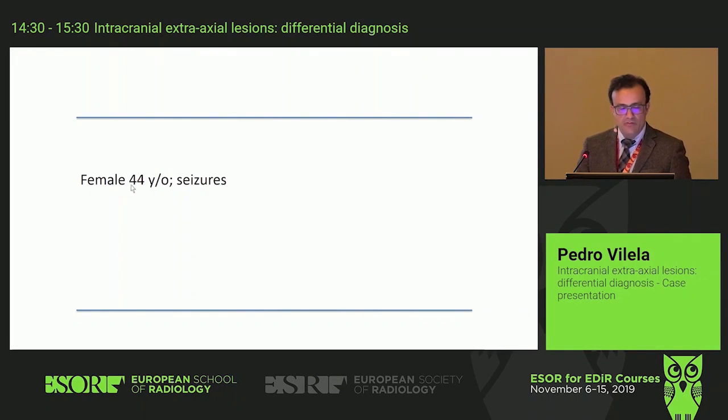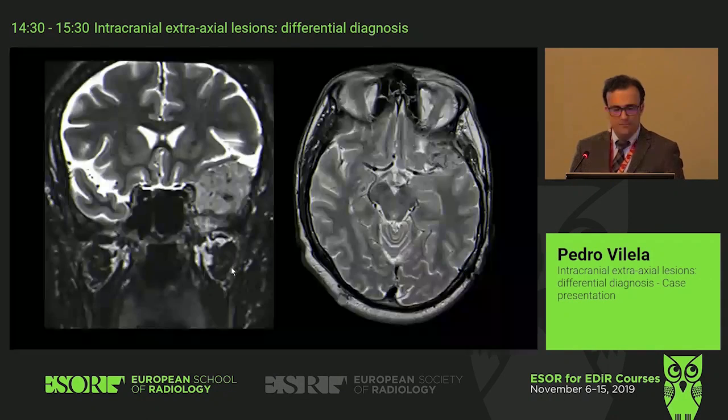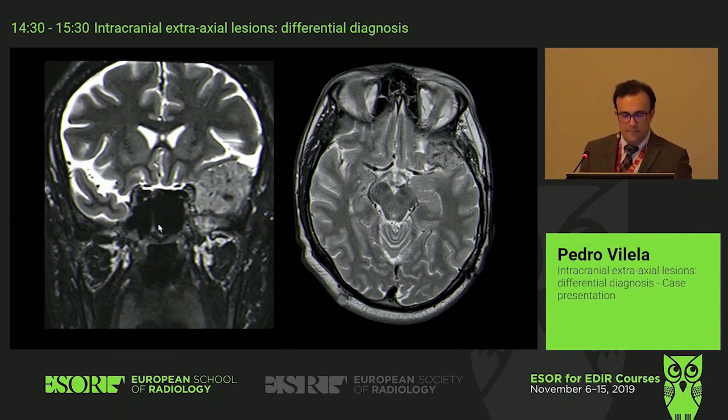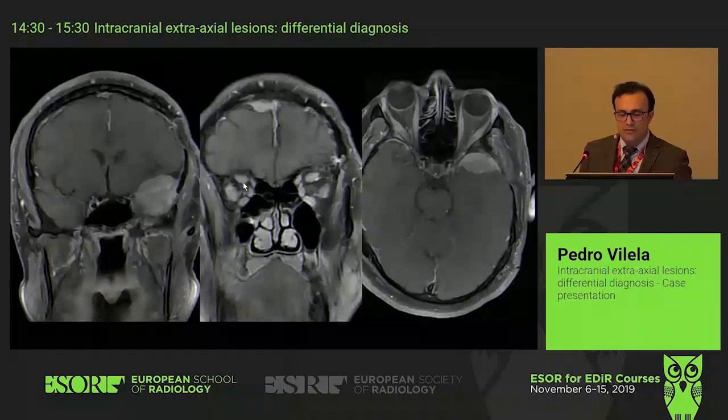Okay, last case. Female, 44 years old with seizures. Well, there's this mass on the left side. Good. So can you tell if it's an intra-axial or extra-axial lesion? An extra-axial lesion. Good. It's slightly hypo in T2. You see some dark areas and other small dots. These dark areas could maybe be what? Calcifications. The smallest one could be what? Flow voids. Very good.